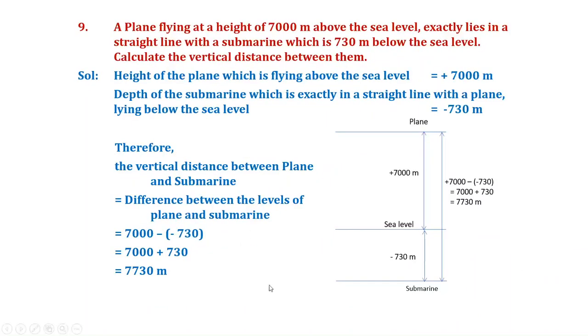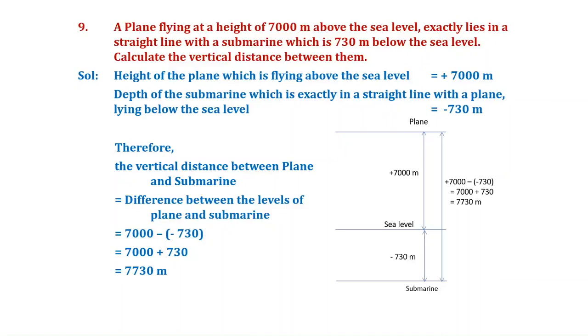Ninth problem is: a plane flying at a height of 7,000 meters above the sea level exactly lies in a straight line with a submarine which is 730 meters below the sea level. Calculate the vertical distance between them.